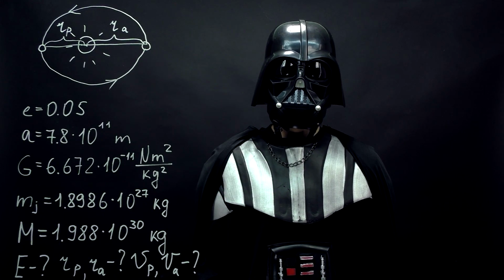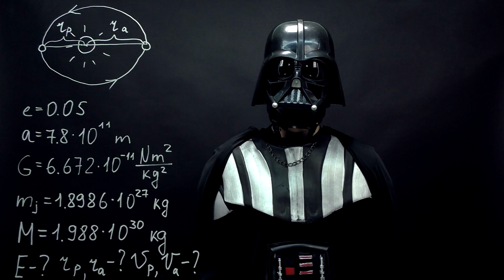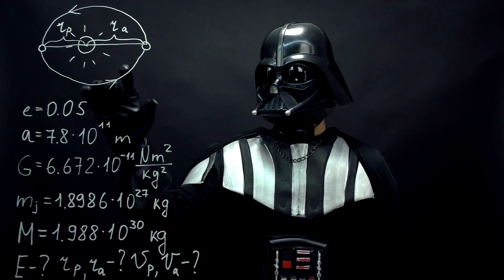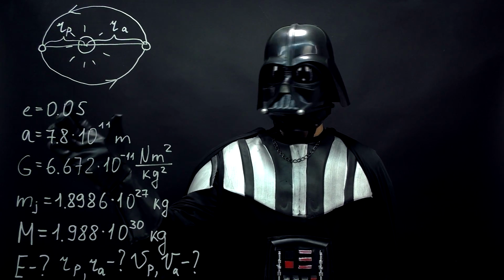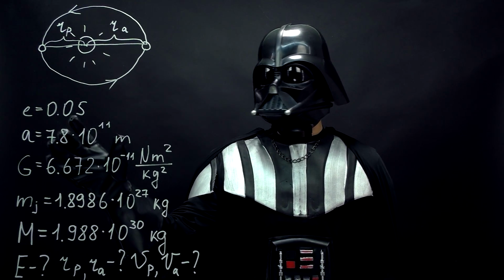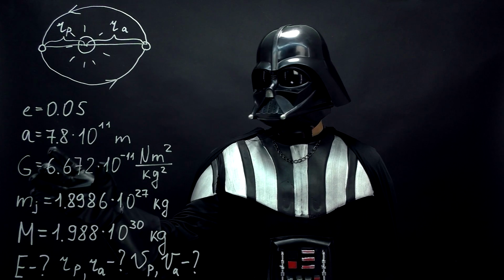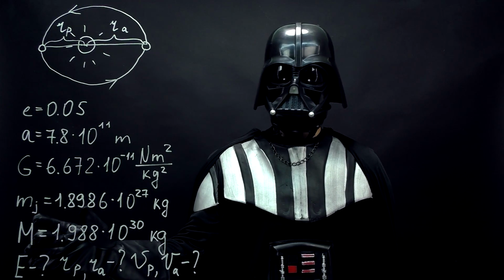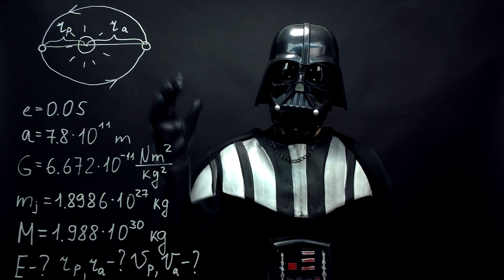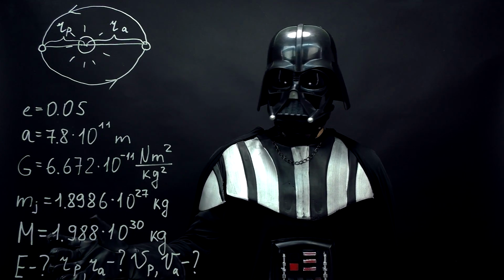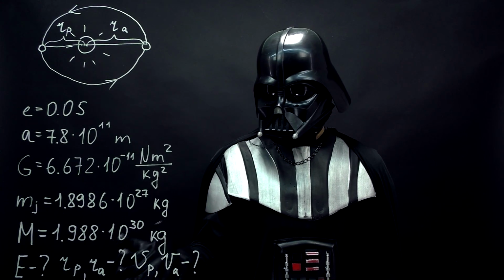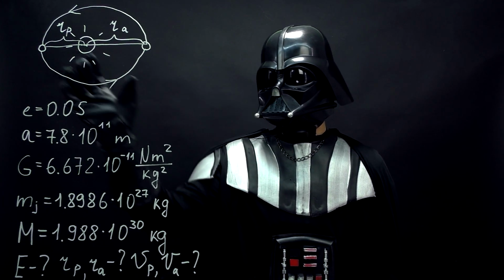Today we will conquer Jupiter. Jupiter is the planet that moves around the Sun, and we know the eccentricity of its orbit, the semi-major axis, the gravitational constant, the mass of Jupiter, and the mass of the Sun. To conquer this planet, we need to find its total energy, perihelion and aphelion distances, and the speed of the planet at these points.